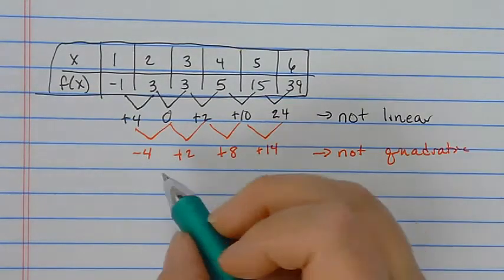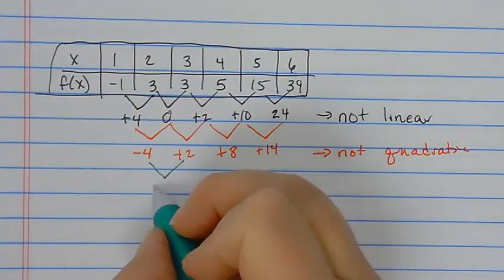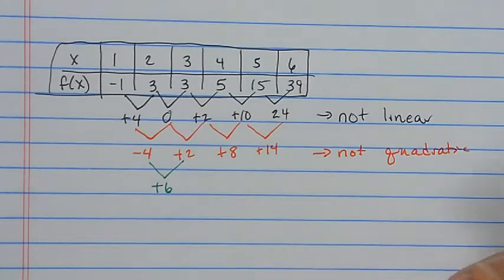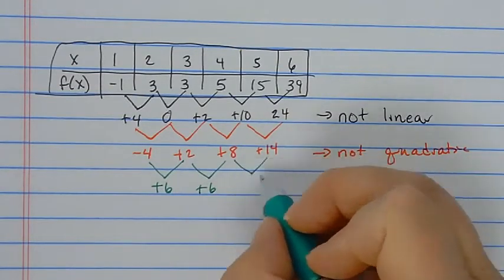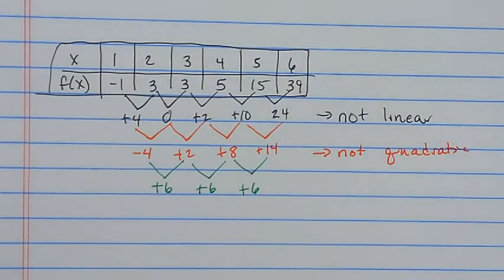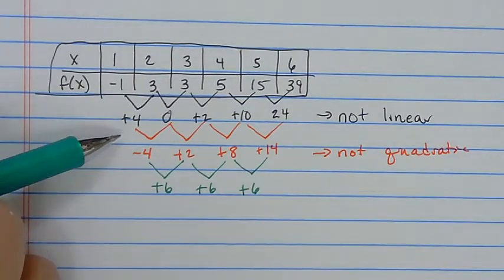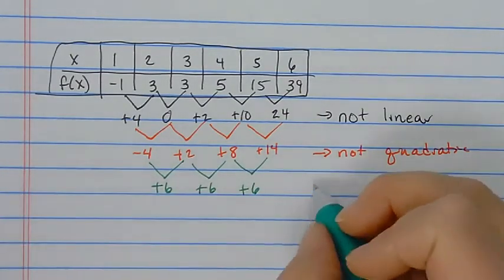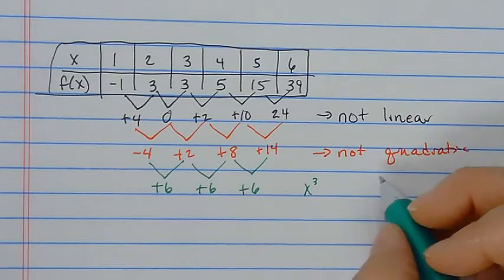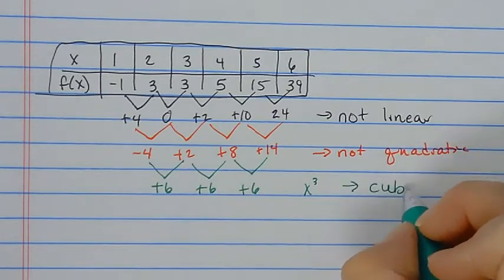Okay, let's go again. From -4 to +2 is up 6. From 2 to 8, up 6. 8 to 14, up 6. So since it took us 3 times out to get a constant term, this must be an x to the third polynomial, so this one is cubic.